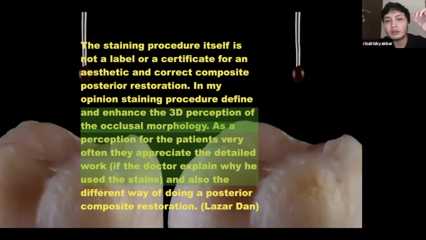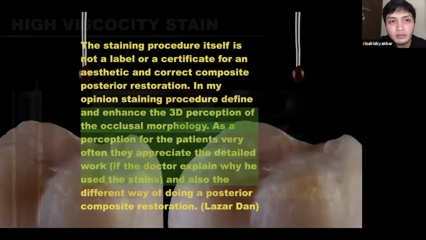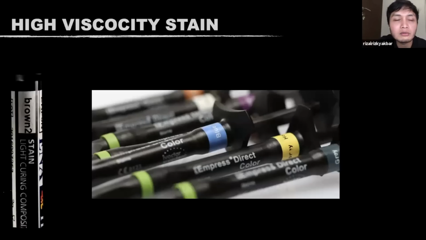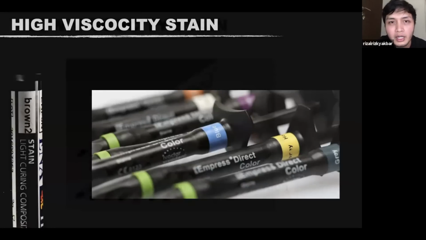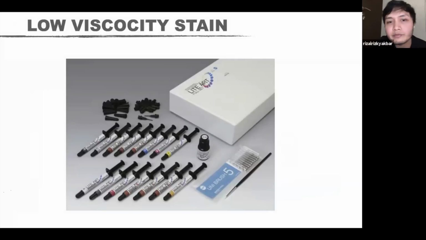So make sure, if we don't cover it with the stain, maybe in a couple of days there will be plaque accumulation there, microleakage and infection there. So make sure you use stain or another material. I will divide the stain into two categories: high viscosity stain, as you can see, the brands from Ina, Micerium, and Ivoclar, and low viscosity stain, the brands from Zenith or from Coltene.